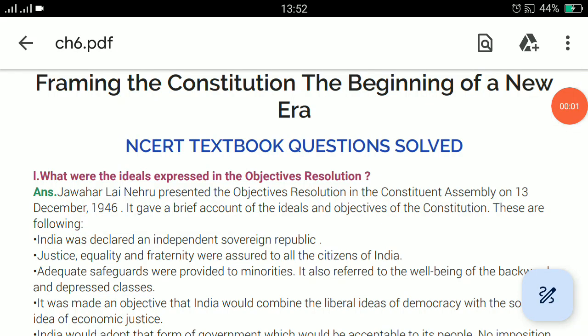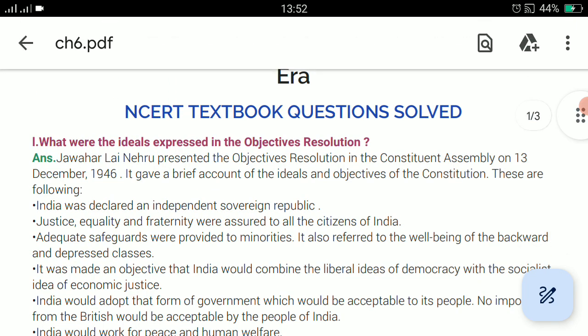So hello buddy, we are going to discuss Framing the Constitution: The Beginning of a New Era. These are NCERT textbook questions, and all the questions and answers are written, and I am going to read them for you. So the first question is, what were the ideals expressed in the Objective Resolution?